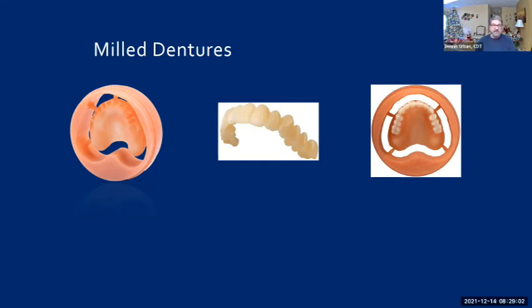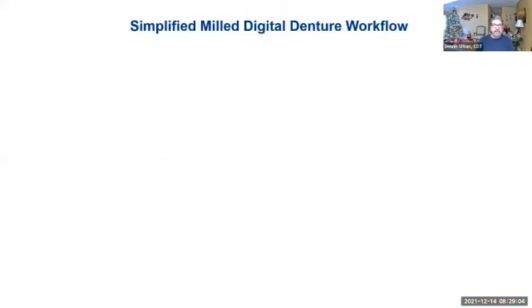So let's get into the milled denture aspect of it, and let's go over a simplified milled denture workflow, pretty much similar to what I showed you before. This is on a new denture. So the first appointment, we're going to take the preliminary impression, and I like to get a papillometer reading.